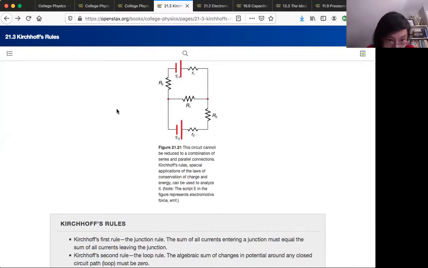We had just left off on Kirchhoff's rules, as you can see, which are basically conservation rules. The amount of current coming into a junction has to equal the amount of current coming out of the junction. And the second idea is that for any closed circuit path, any loop, the potential, the voltage, has to total up to be zero. So this is an important part of what we were talking about in terms of circuits.